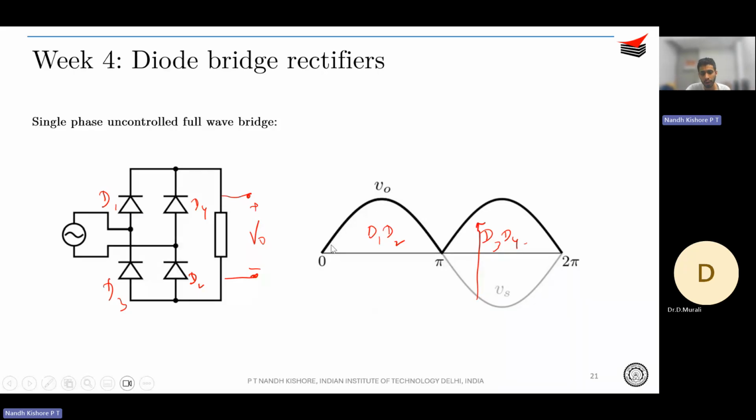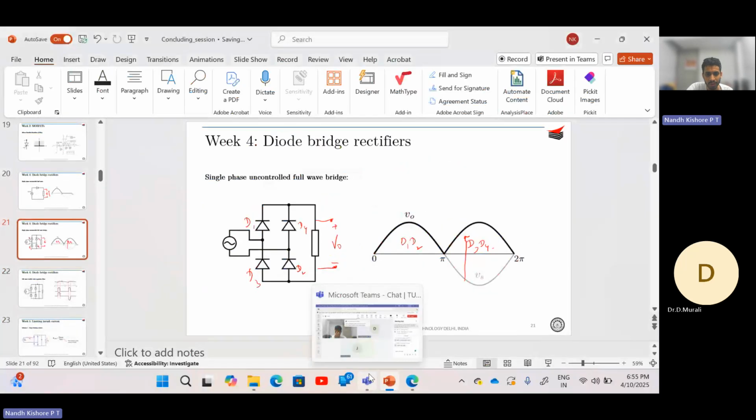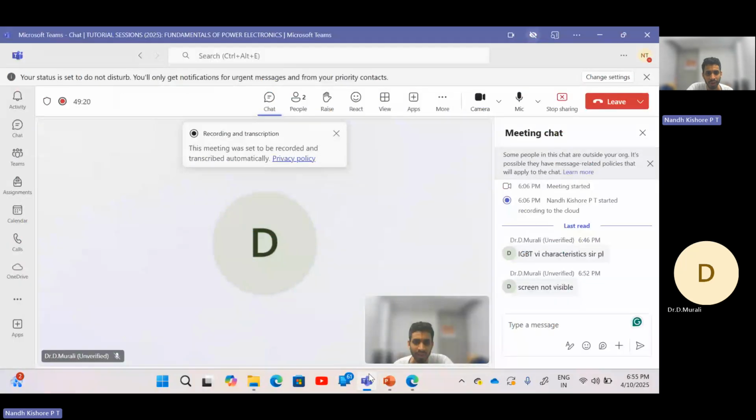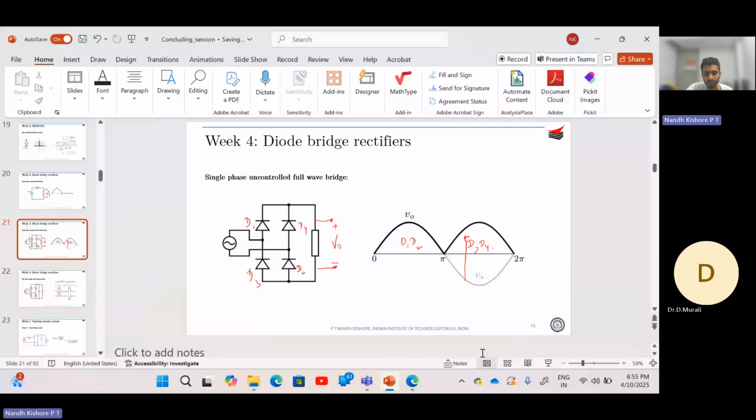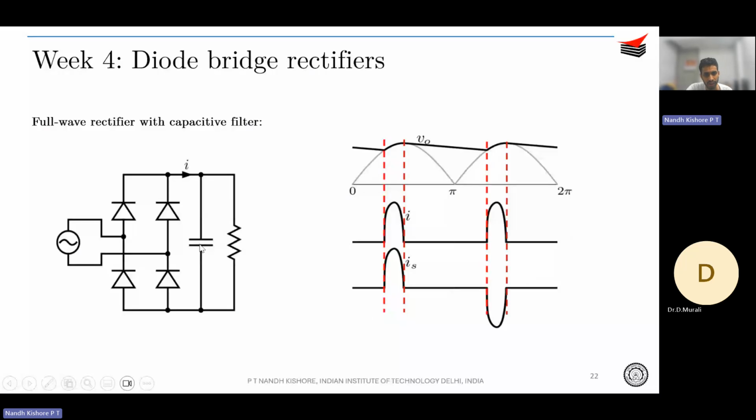A DC load would ideally want a stiff DC voltage across it. Let's say you want to drive an LED load, or charge up a capacitor, or charge up a battery, you would want a stiff DC voltage. In that case, we typically add a capacitor over here, rated for a very high value so that it maintains a stiff DC voltage.